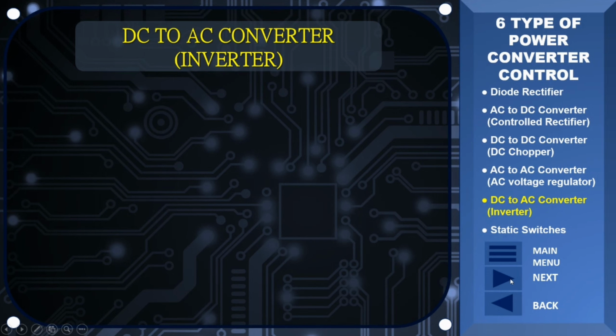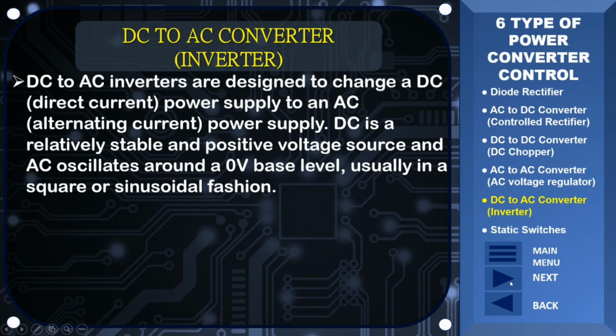DC to AC inverters are designed to change a direct current power supply to an alternating current power supply. DC is a relatively stable, positive voltage source, and AC oscillates around a 0 volt base level, usually in a square or sinusoidal fashion. DC to AC converters are one of the most important elements in power electronics. This is because there are a lot of real-life applications that are based on these conversions.